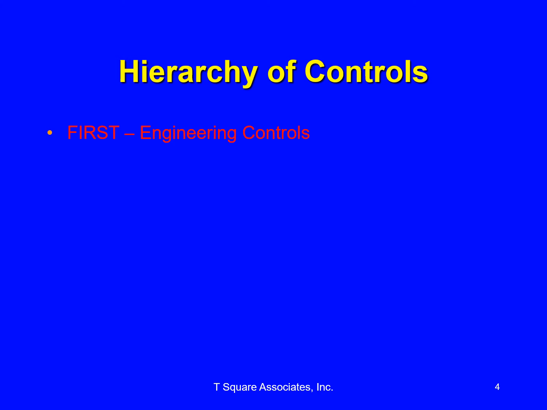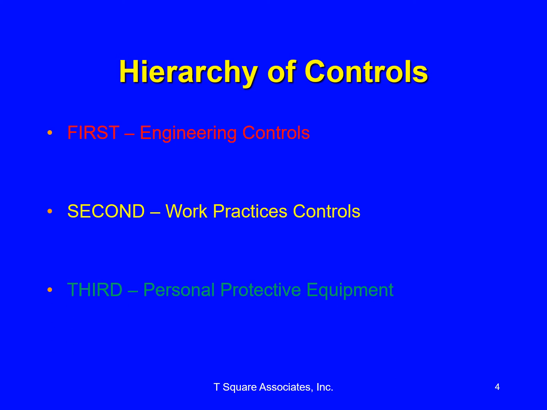The first thing you do in order to get rid of a hazard in any process is to put in engineering controls, and we'll talk about these in a little bit more detail. Second, work practice controls. And then finally, to the extent you have to, you put in personal protective equipment.